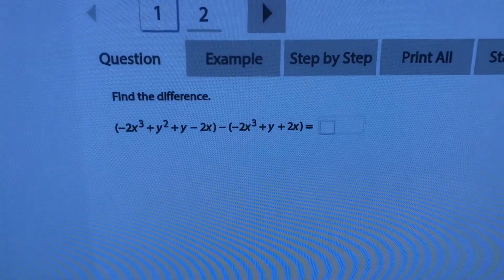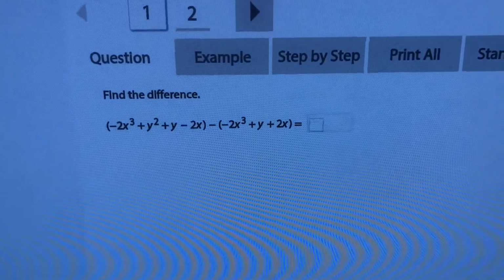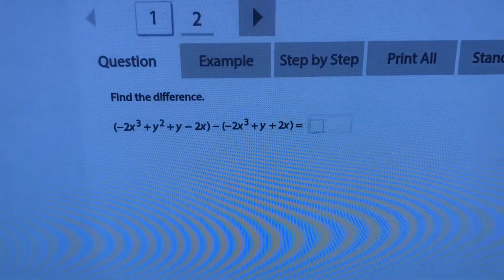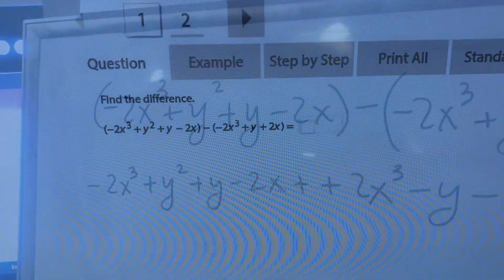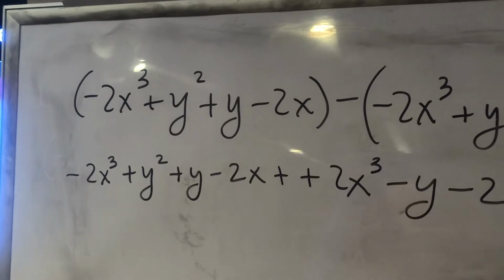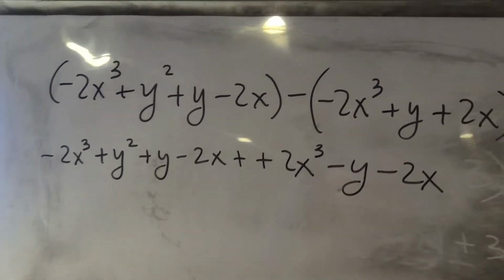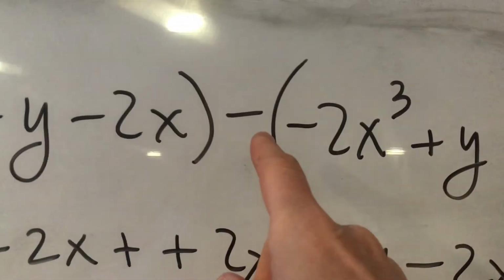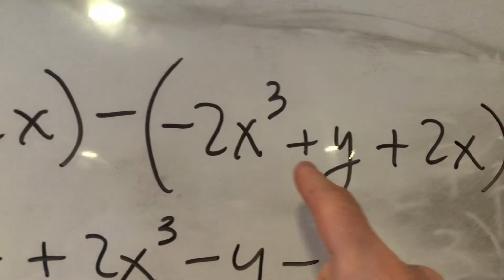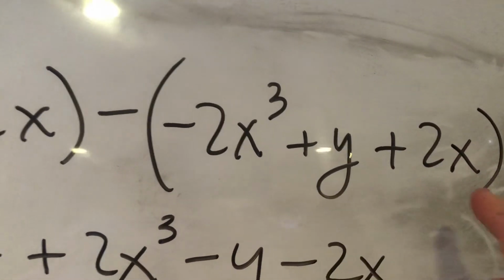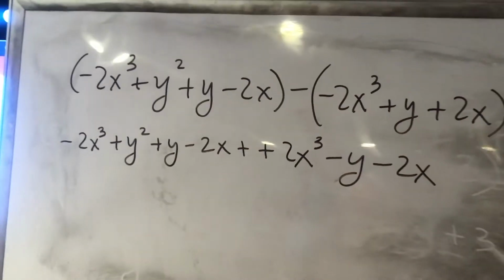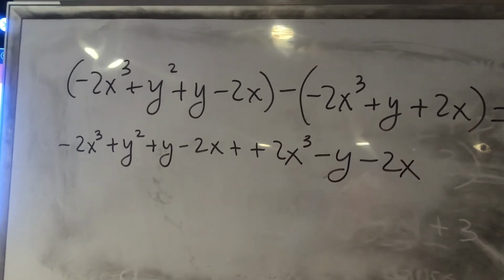Give that a shot. Stop the video and write it down. I'm going to give you the answer in a second. All right, so your first step would just be to rewrite the problem. And you can see this minus right here is going to change the signs of this trinomial. So that's your first step.